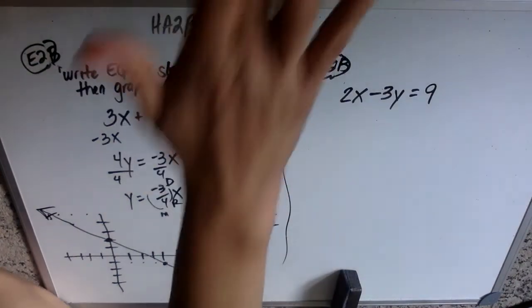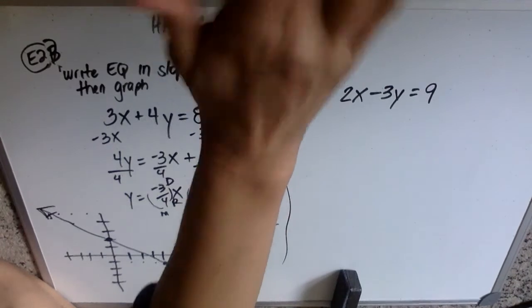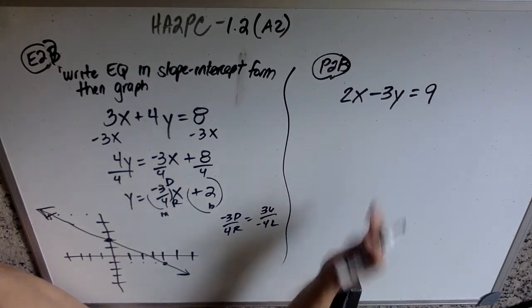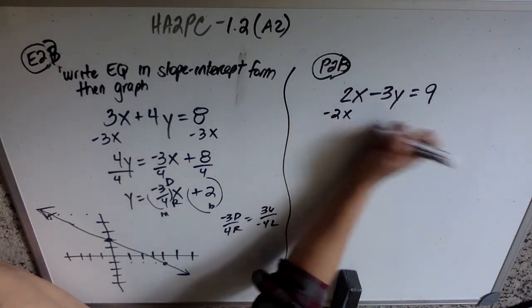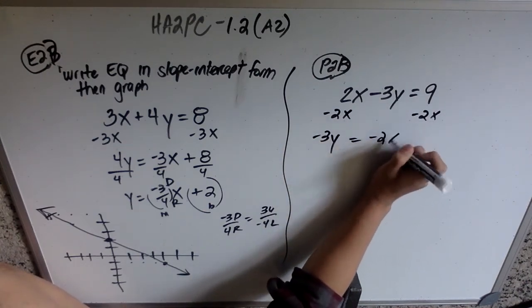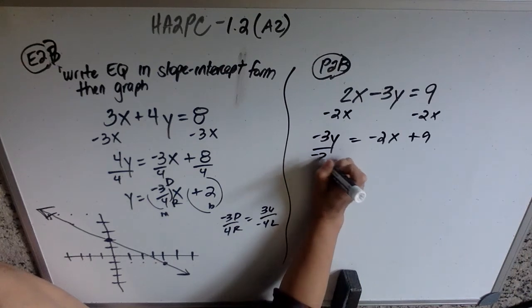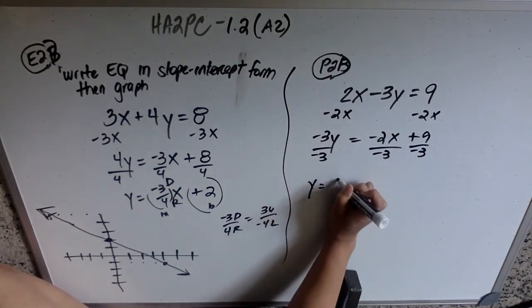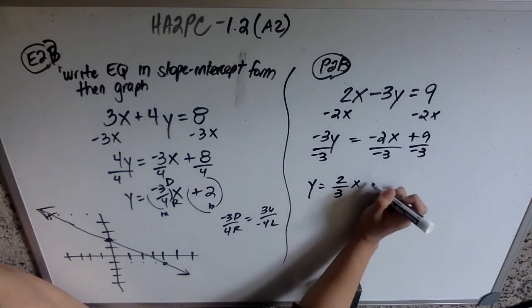Now, if you want to try P2B by yourself, sorry, sometimes the computer goes to sleep on me. If you want to try P2B without me for a sec, that's totally fine. If you want to watch me do it, that's also fine. So same situation, I'm going to subtract this 2x over, so I'm going to get negative 3y equals negative 2x plus 9, and then I'm going to divide everybody by a negative 3. So I'm going to get y equals a positive 2/3 x minus 3.